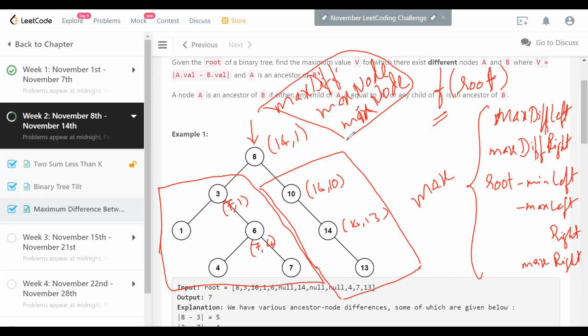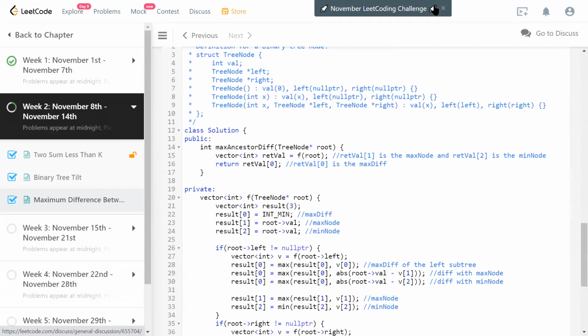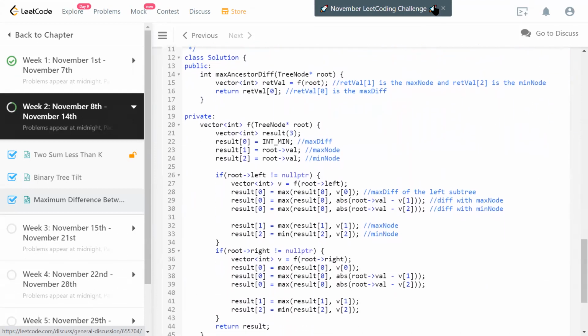So let's look at the code. I hope the idea is clear and it should work in linear time, linear to the number of nodes. So here is my code. The original function, max ancestor diff, needs to return only one value, but I'm returning three values. So I'm having a helper function called f, which takes the root at the moment and returns three different values. Among the three, the first one is the one we are interested in. That's why I'm returning the first of those three values. The second and third are essentially max node and min node of the whole tree. So that's the recursive function I'm going to have.